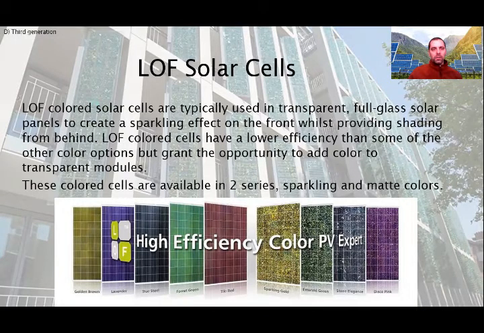LOF colored solar cells are typically used in transparent, full glass solar panels to create a sparkling effect on the front while providing shading from behind. LOF colored cells have a lower efficiency than some of the other color options, but grant the opportunity to add color to transparent modules. These colored cells are available in two series, sparkling and matte colors.